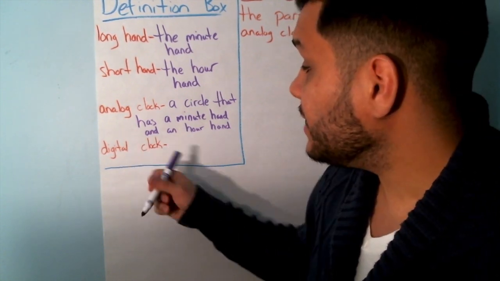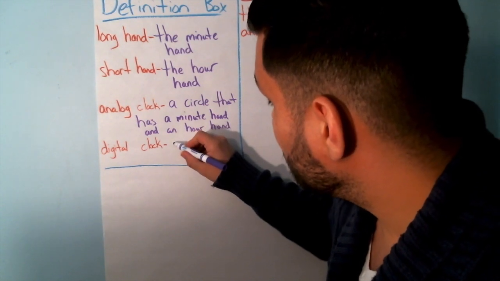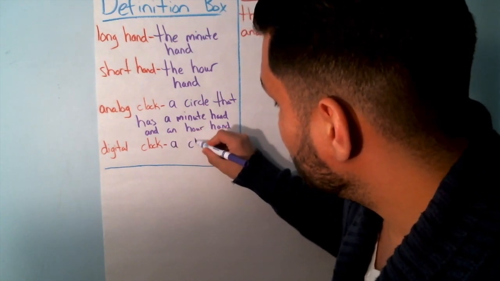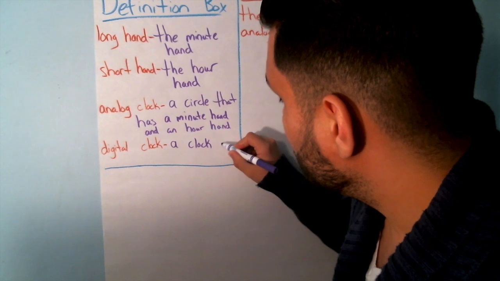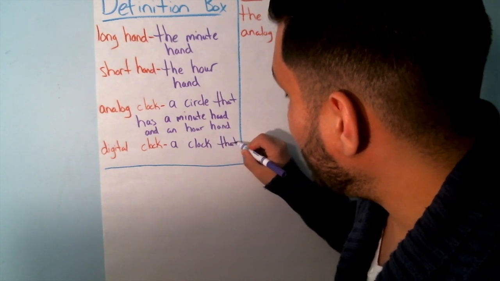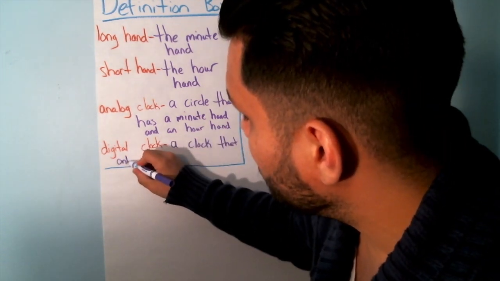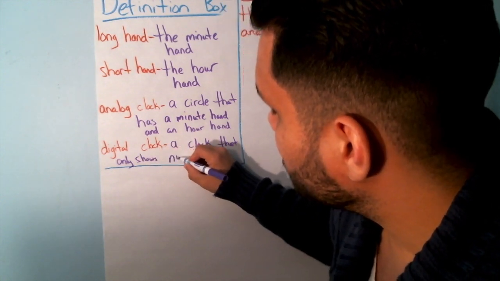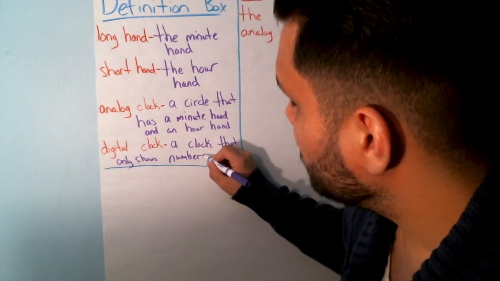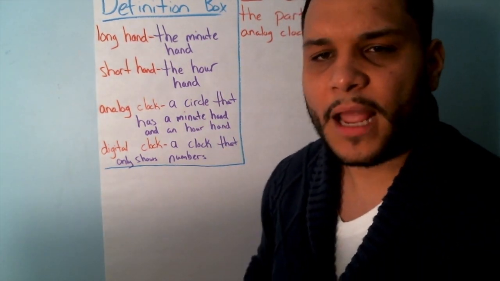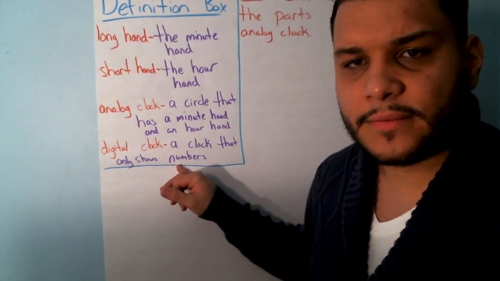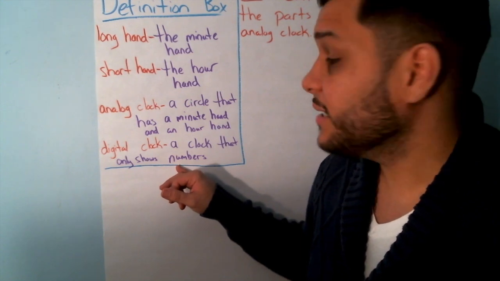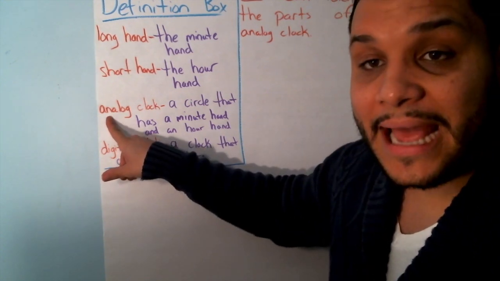Yes, a digital clock is a clock that only shows numbers. Awesome job. Are we learning about a digital clock today? No. Today we're learning about an analog clock.